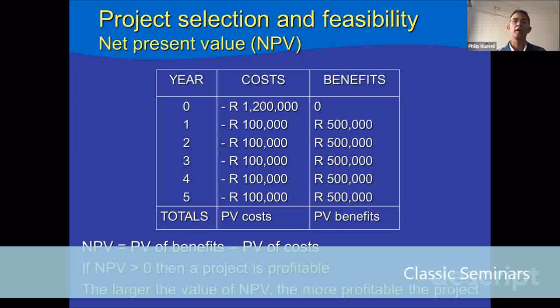So if we were weighing this up against the project that is only going to give us sort of 100,000 by year 5, we would select this project instead of the other one.